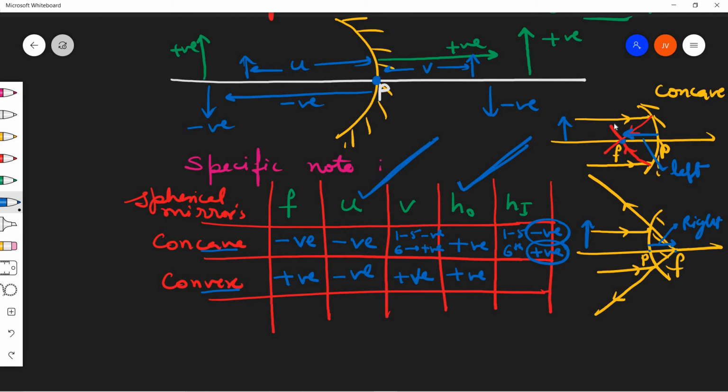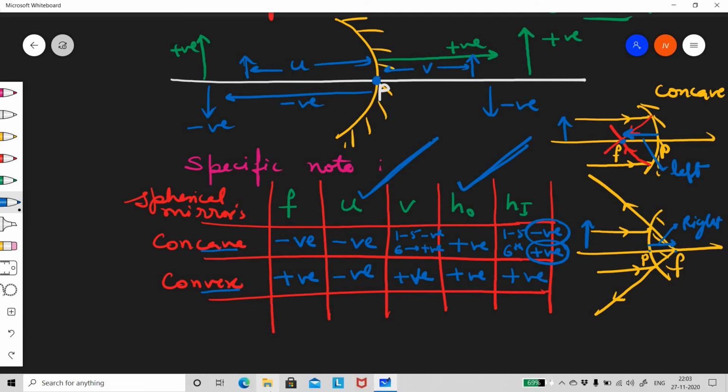Convex mirror. In case of convex mirror, image is always virtual and erect. Erect means it is formed above the principal axis, though small in size. So in case of convex mirror, height of image is always positive. So this one table will guide a lot for the image formations.